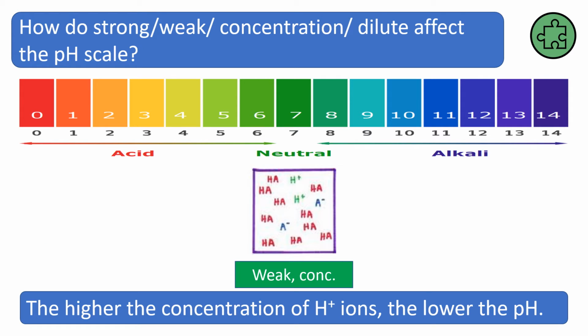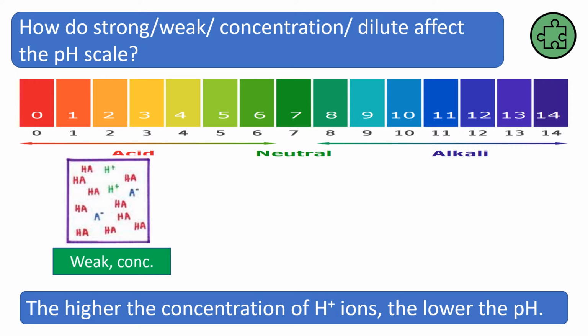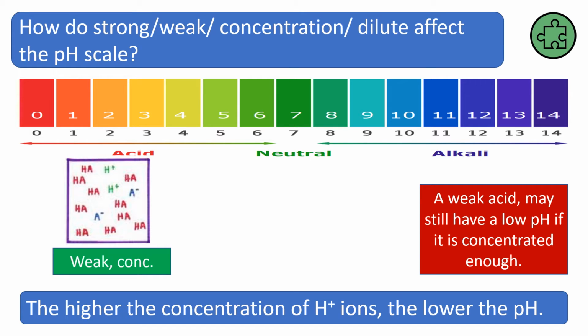Okay, what about this then? It's a weak acid, which means it's only partially ionised, but it's concentrated. So there's actually a lot of particles in a given volume. Well, hopefully you might put it somewhere around here, similar to the last one. Yes, it's weak, but because it's concentrated, we have a reasonably high concentration of H+ ions. There's quite a lot of them, and therefore it's quite a low pH. And this is the misconception I want you to pick up on. A weak acid could still have a low pH if it's concentrated enough.